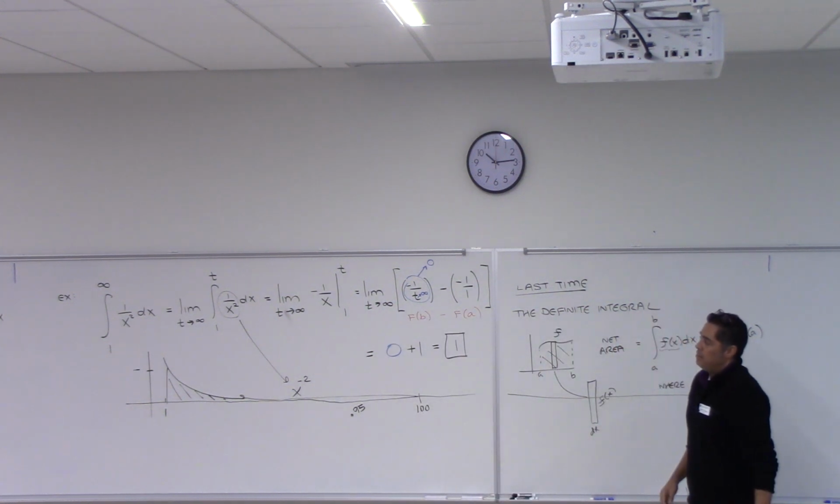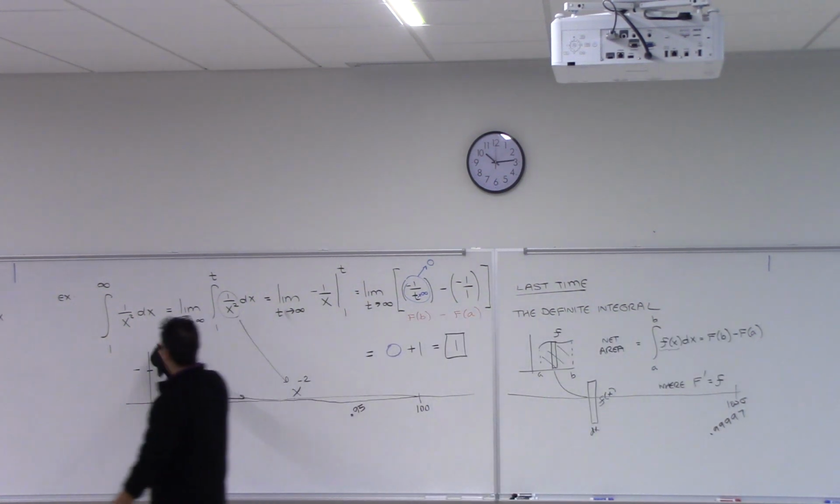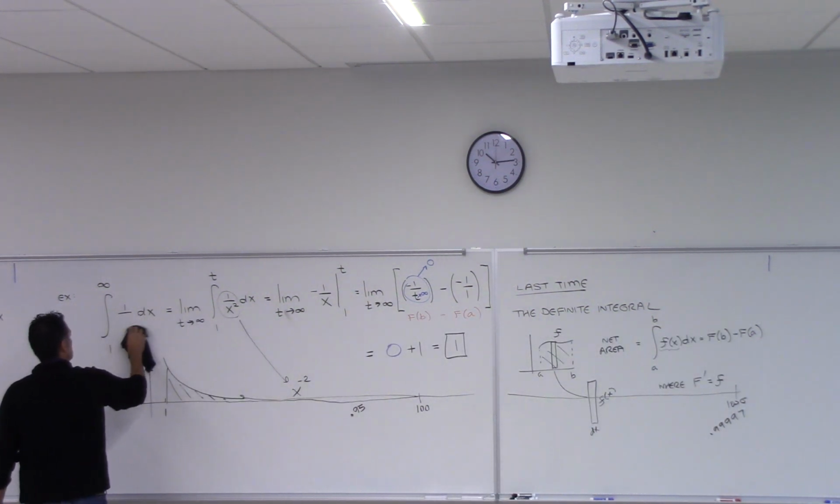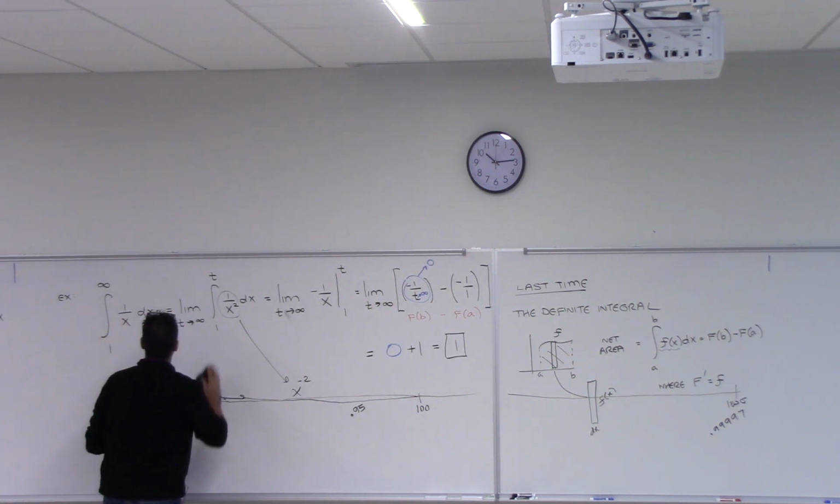All right, ready for another example? Let's do the same problem. Let's change the function. Now let's do, I don't know, 1 over x instead of 1 over x squared.